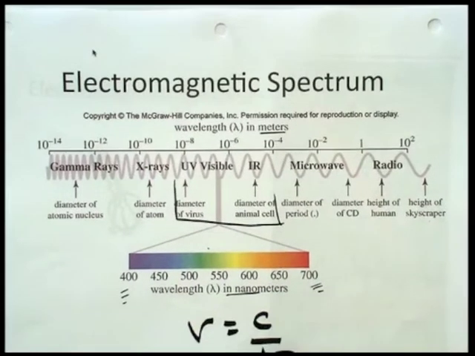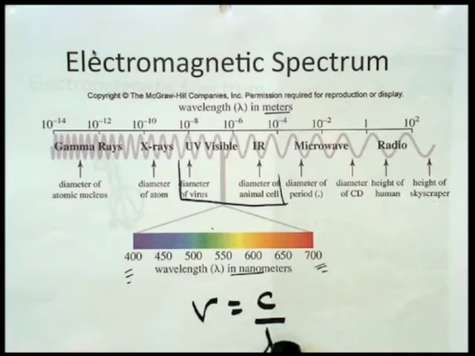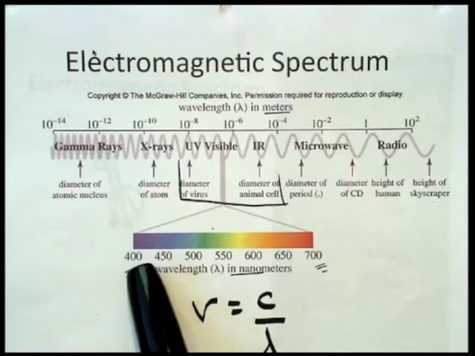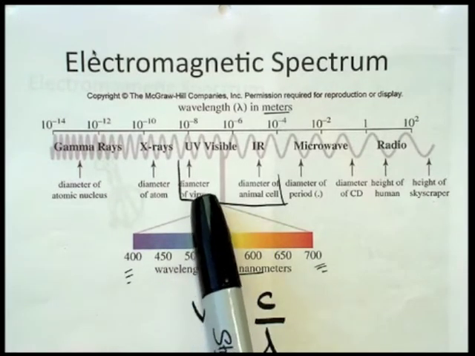And remember the relationship that nu equals c over lambda. That is the frequency and the wavelength. So where the wavelength is shorter down here, the frequency is higher. All right, so now take a closer look.